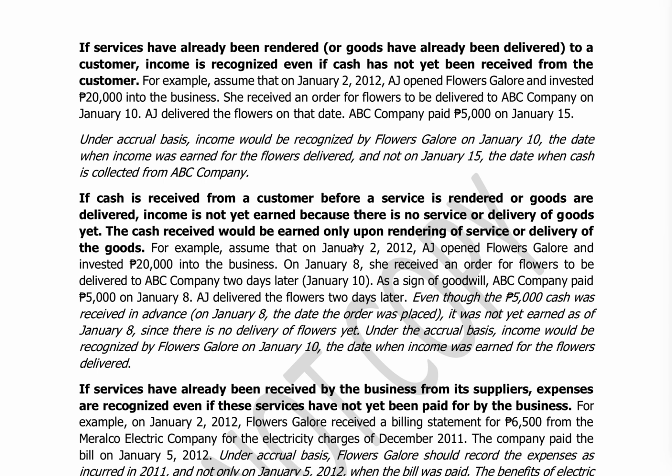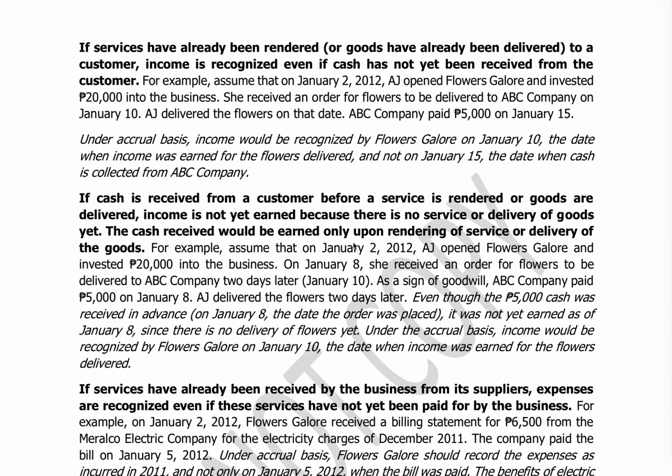So, noong January 2, nagtayo siyang business. Biglang nakatanggap ng order. Noong January 2, sabi ni Mr. A, "Oy, AJ, bili nga ako ng flowers kasi di-deliver ko sa girlfriend ko sa birthday niya on January 10. January 10 ma-deliver ha?" "O sige," sabi. So, nag-deliver si AJ ng flowers on January 10. Pero nabayaran ni Mr. A or ABC Company noong January 15. Late yung bayad kasi nag-celebrate pa sila. Nalimutan niya yung bayad. Nakapagbayad lang siya 5 days after the delivery.